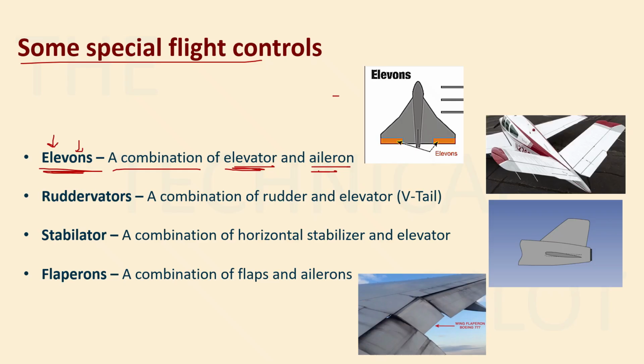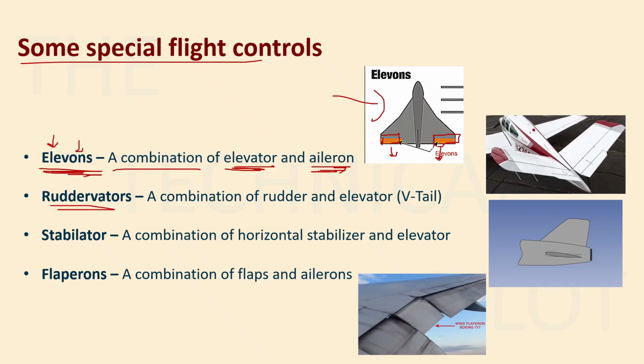You might have seen these delta wing aircraft in which there is just one surface which does the function of both elevator and aileron. So if you move them together in the same direction, it will work as what? Elevator. Both of them moving downwards will work like an elevator. Both of them moving opposite to each other will work like an aileron, right? So these are what? Elevons.